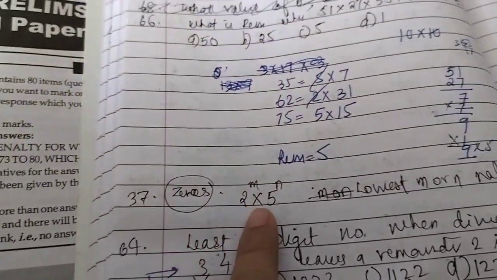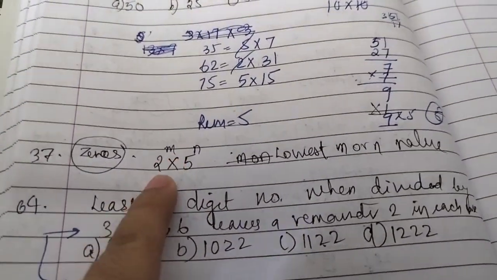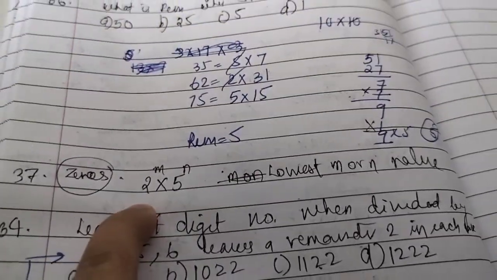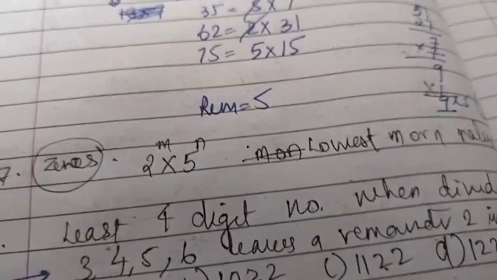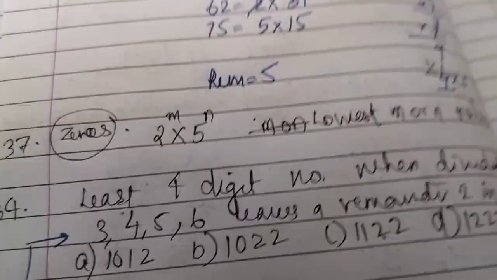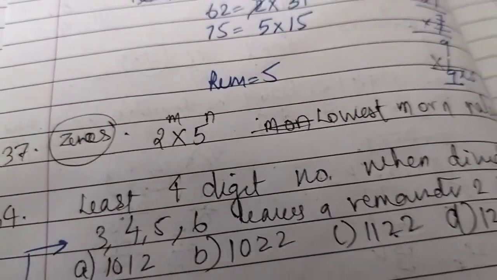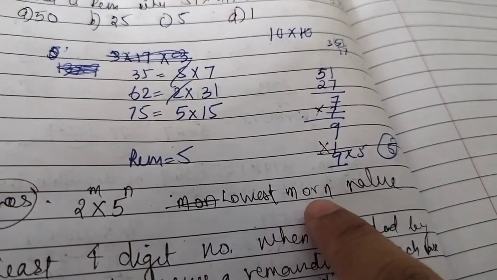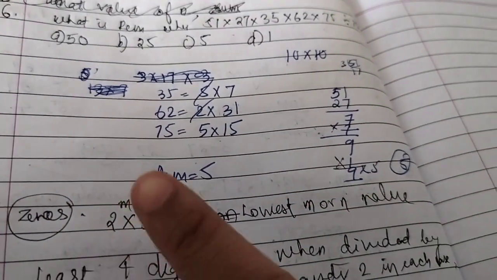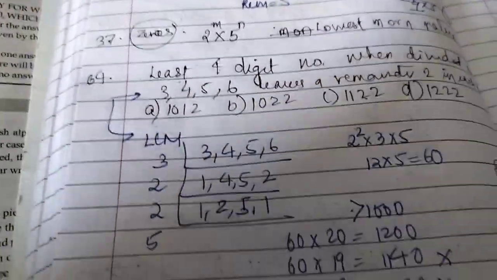Alright, 37th question was super easy. All you have to do is, when you're supposed to find the number of zeros, you can only get zeros when it's multiplied by 10. Okay, there's no other thing. Even 20 is basically 2 into 10, so you have to find 10. So always take this as a thing, whichever is the lowest m or n value, that is the number of zeros. That's it, super easy.